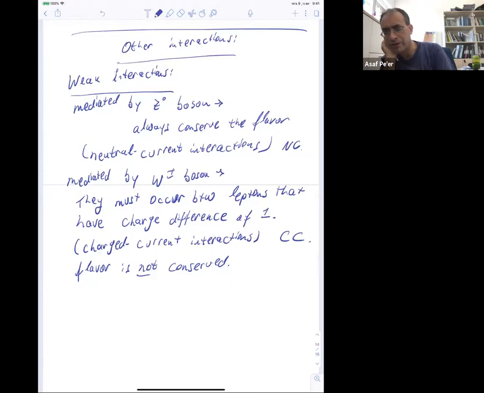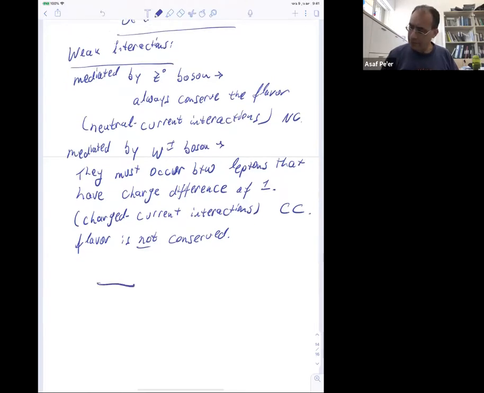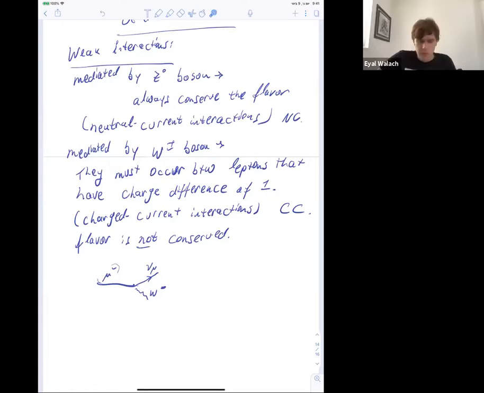So if we have an interaction with a W, let's say a W minus, we have a mu minus, and then we have a W minus, so that will go into a neutrino muon. So this is one flavor. Muon is a flavor and neutrino is a flavor. So the flavor is not conserved.